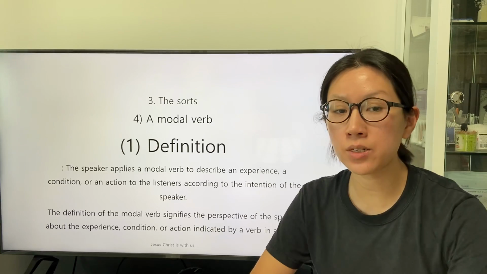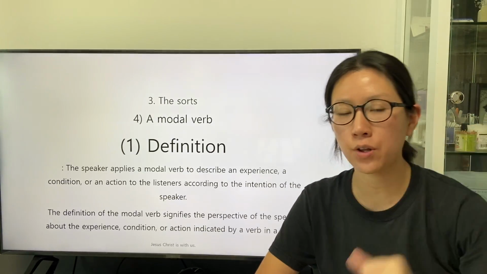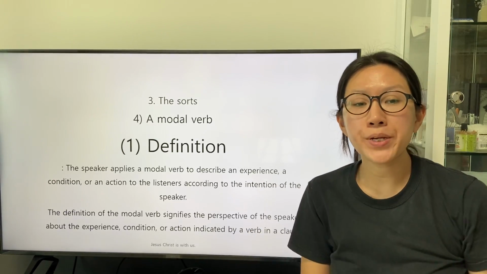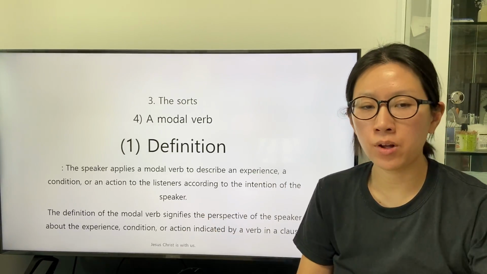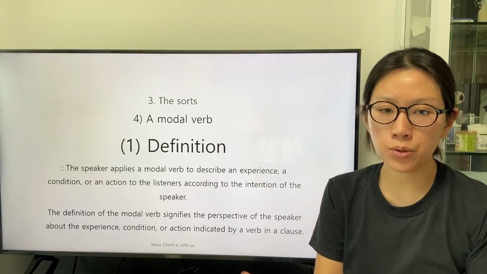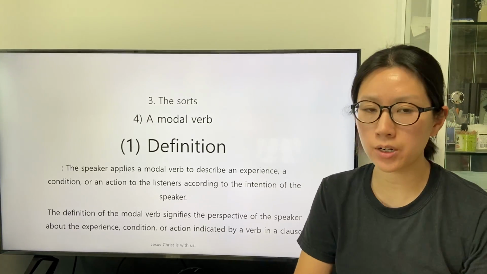From now on, we will study the fourth sort of an adverb, that is a modal verb. The speaker applies a modal verb to describe an experience, a condition, or an action to the listeners according to the intention of the speaker.